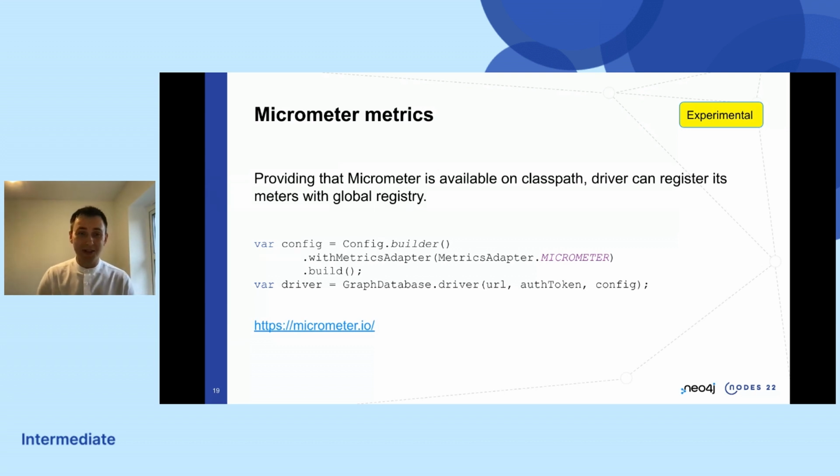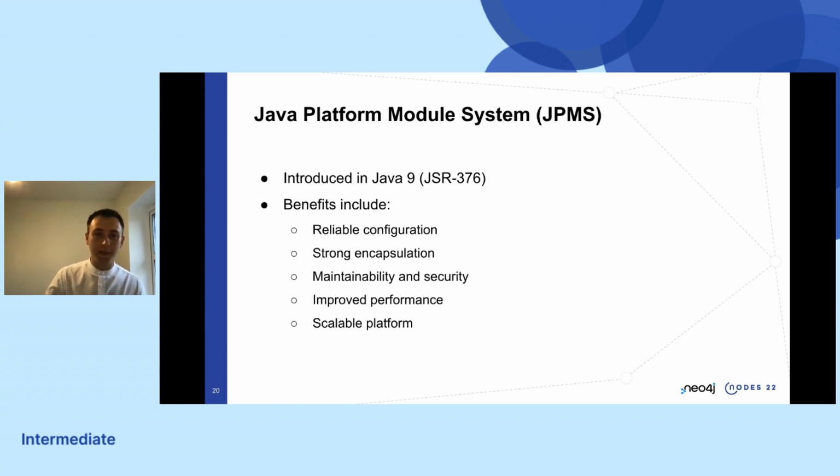It's very interesting. As long as you have Micrometer available on your class path, driver can register its meters with the global registry. And the way you enable it is by building a config with metrics adapter for Micrometer, and you create a driver. It's this simple.